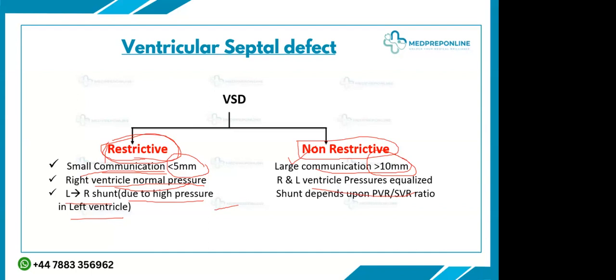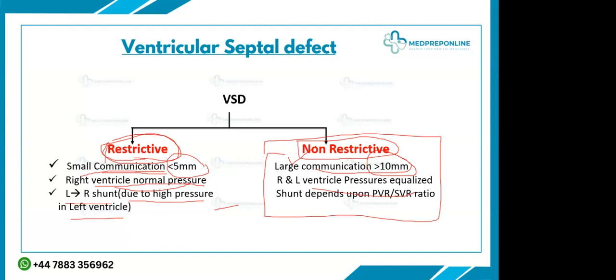The small VSDs do not present with heart failure, and they usually close spontaneously, and we don't need much treatment in that. We just need observation. While the non-restrictive, large VSDs are going to present with heart failure, and will ultimately lead to Eisenmenger syndrome if they are left untreated.